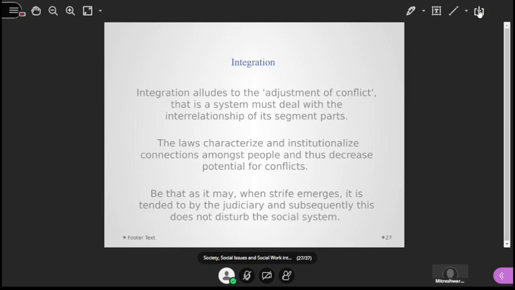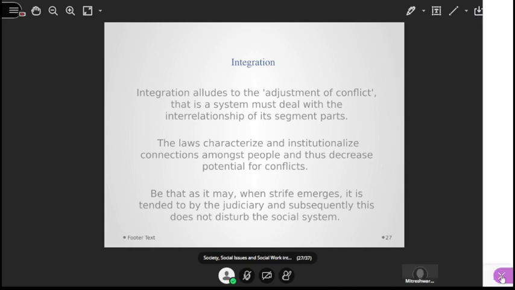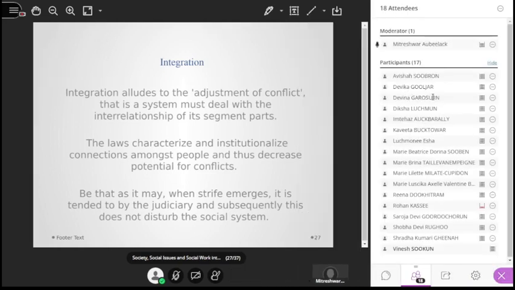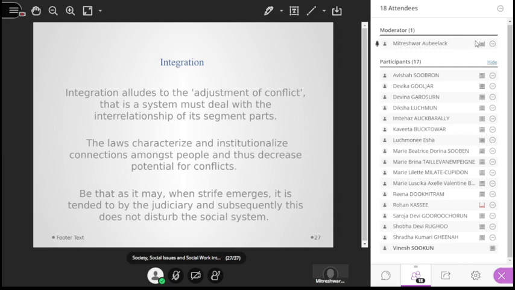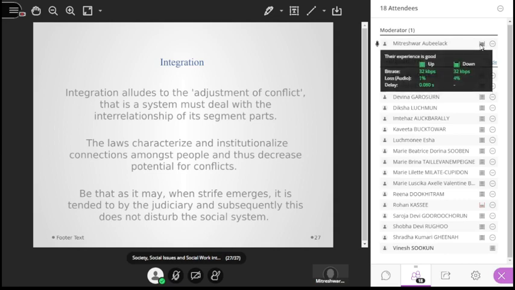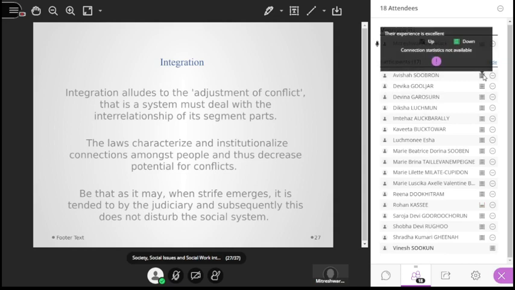Integration alludes to the adjustment of conflict, that is, a system must deal with the interrelationship of its segment parts. The law characterizes an institutionalized connection among people and thus decreases potential for conflicts. Be that as it may, when strife emerges, it is tended to by the judiciary and subsequently this does not disturb the social system.